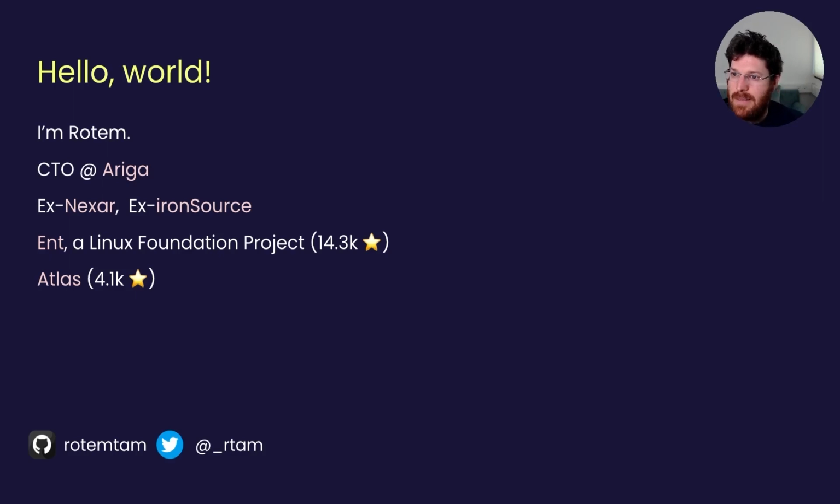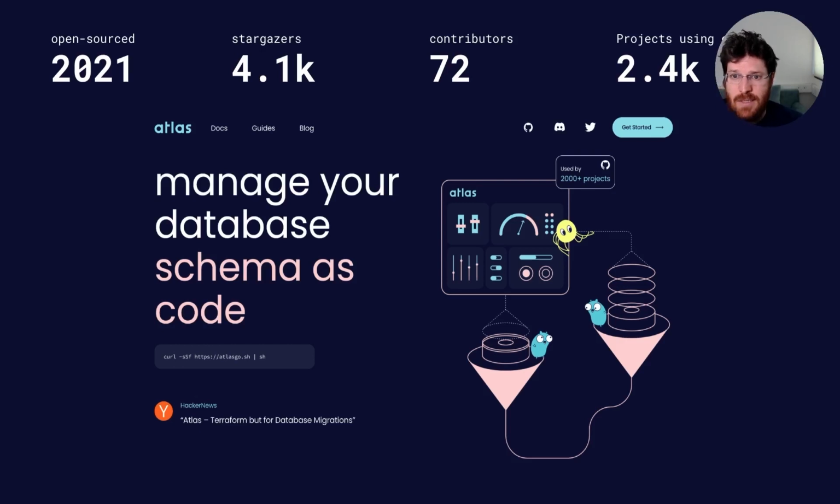A bit about myself, I'm the CTO and co-founder at a company called Ariga. As part of my job, I'm the maintainer of two fairly large open source projects. One of them is called Ent. Ent is a Linux Foundation-backed entity framework for Go, and Atlas, which will be the primary topic of our talk today. Atlas lets you manage your database schema as code.